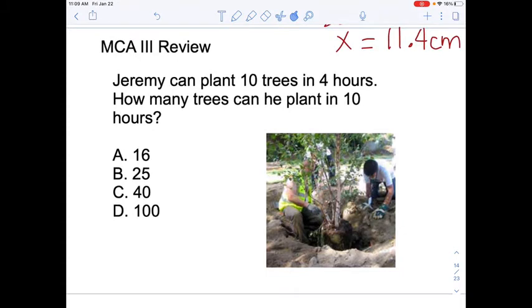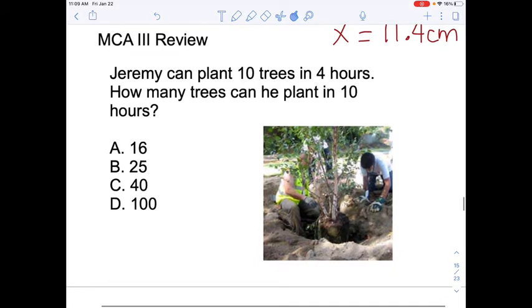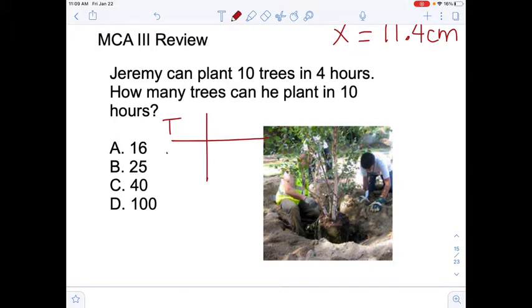Okay, so then you'll have to squish this one in on your notes, but it says, Jeremy can plant 10 trees in 4 hours. How many trees can he plant in 10 hours? So we can set up a proportion here. We could find the unit rate, or we can set up a table. I'm going to set up a table for this one. I'm going to do trees and hours. So we know he plants 10 trees in 4 hours. We're figuring out how many trees he can plant in 10 hours. So 10 hours and X.